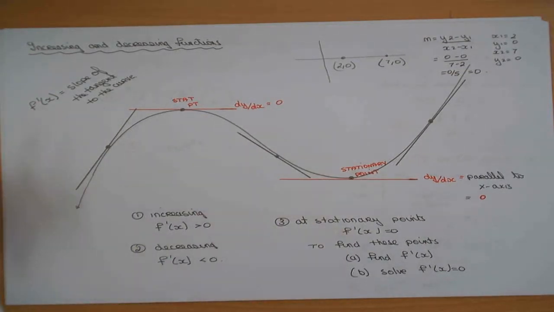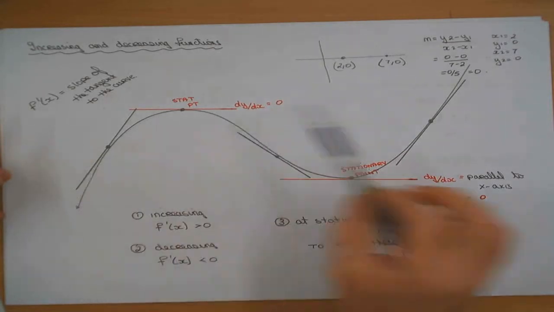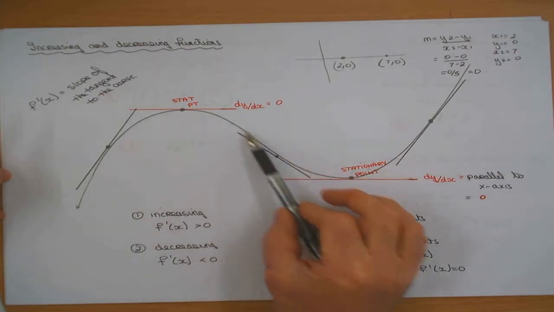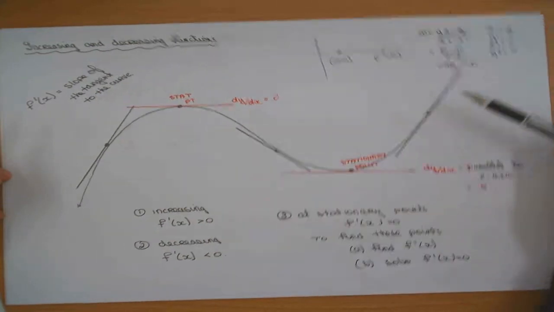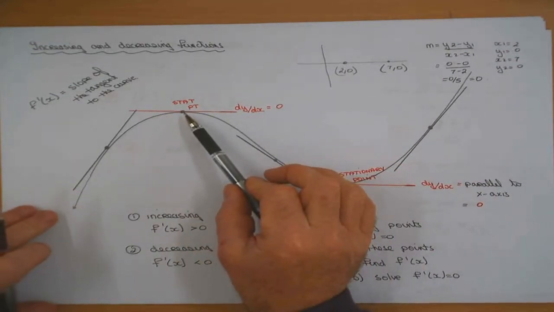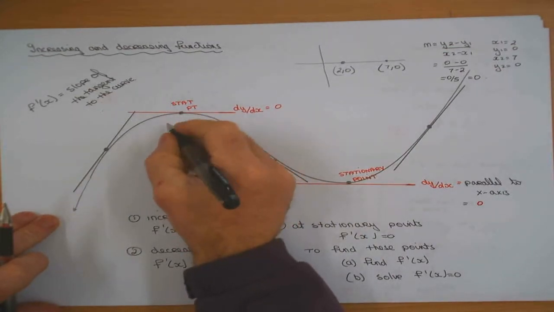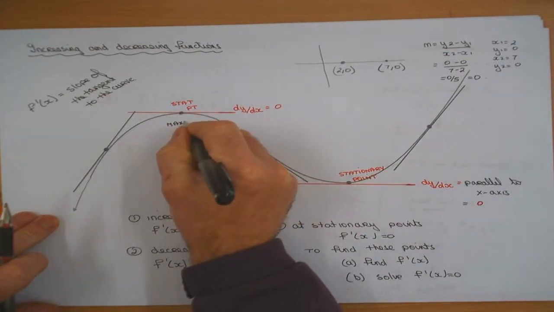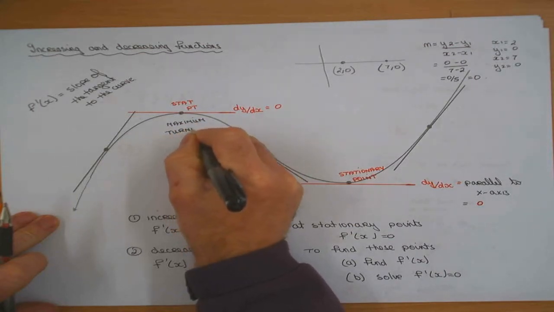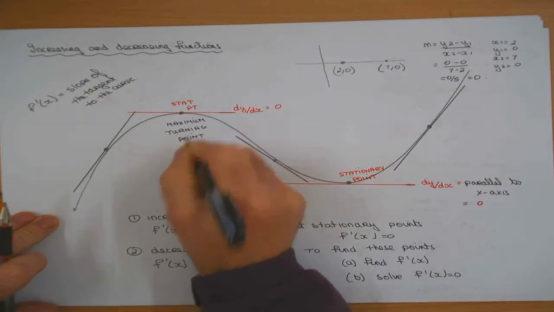So let's go back over that slowly again for you. We talk about curves from left to right. Here a curve is increasing, then it changes, decreases, and then it increases again. Yes? It increases up until what point? Stationary point. That point, that stationary point, is known as a maximum turning point. They're not all maximum turning points.